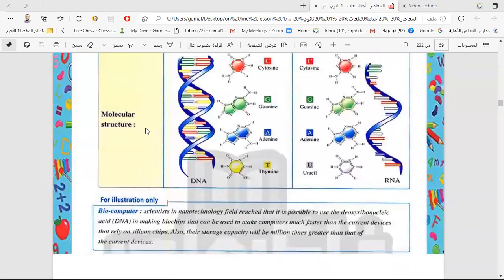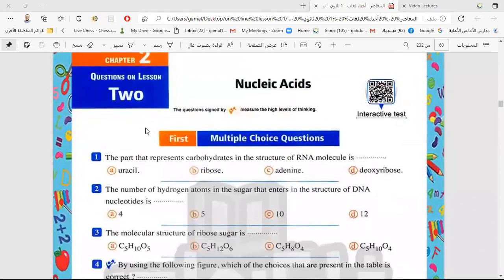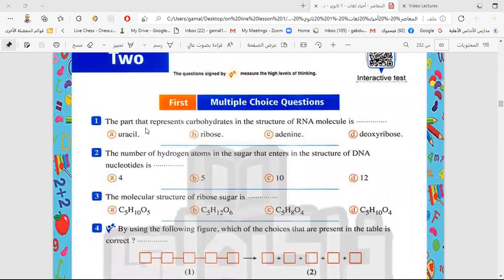Now we can go to the exercise about the nucleic acid. We want to solve some questions about the nucleic acid. We have here a multiple choice question. A part to represent the carbohydrates in the structure of RNA: is it uracil, or ribose, or adenine, or deoxyribose? We are talking about RNA, so we are talking about ribose. The ribose sugar represents the carbohydrates in the structure of RNA.